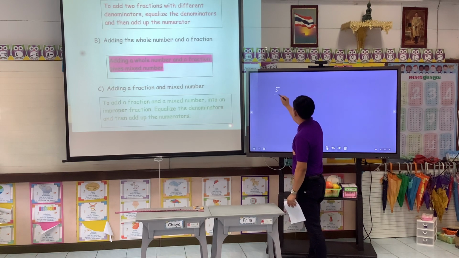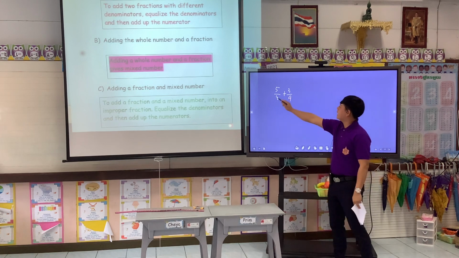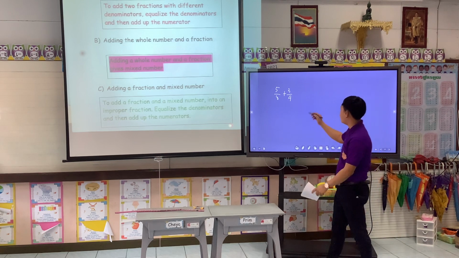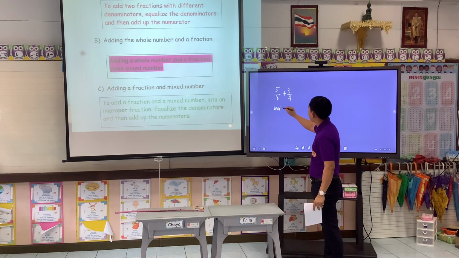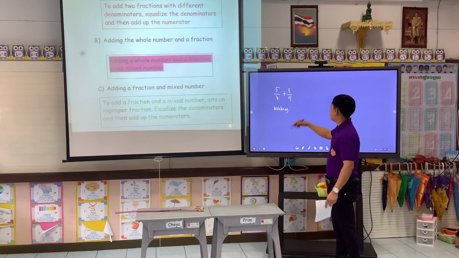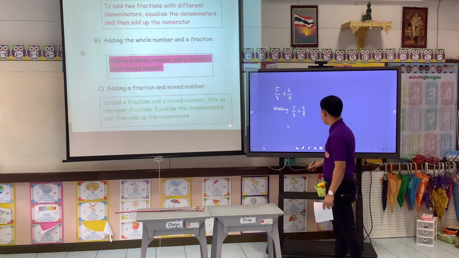Example: 5 over 8 plus 3 over 4. As you notice, the denominators are not the same. So how do we work this? Working: copy the given fractions, 5 over 8 plus 3 over 4.